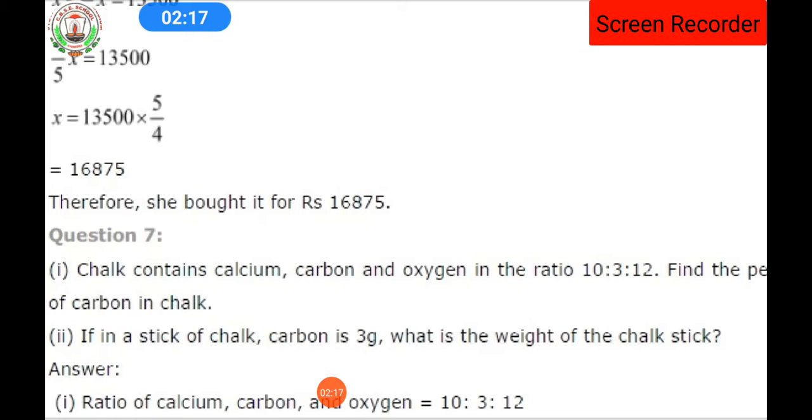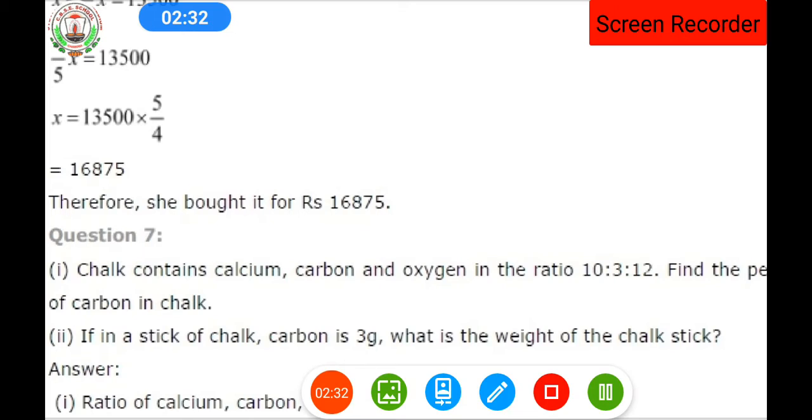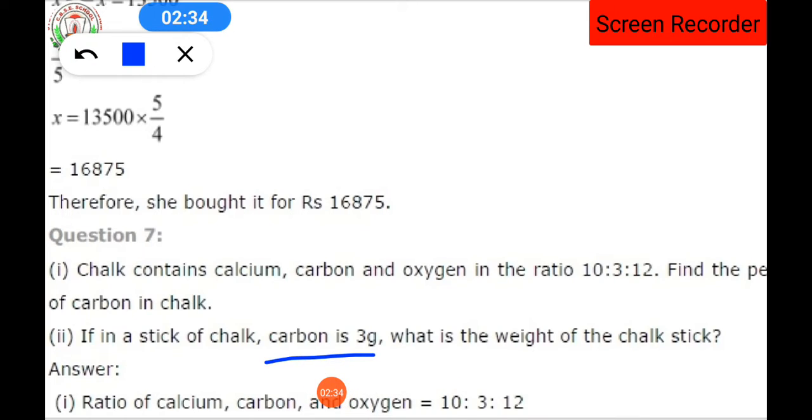Now moving toward the second part of question number 7. Here it says that in a stick of chalk, as you know, have you seen a stick of chalk, isn't it? In that, carbon is present, how much? Carbon is present 3 gram. If 3 gram of carbon is present in the chalk stick, then we have to calculate the weight of the chalk stick. Understood?